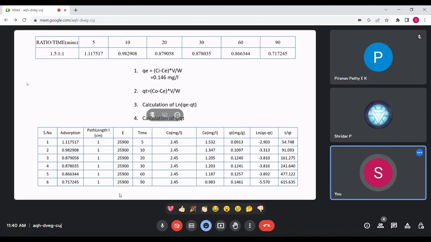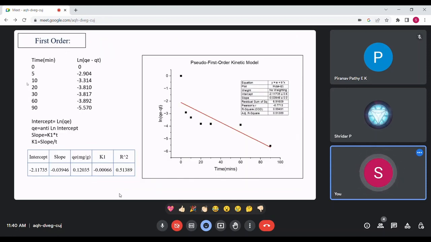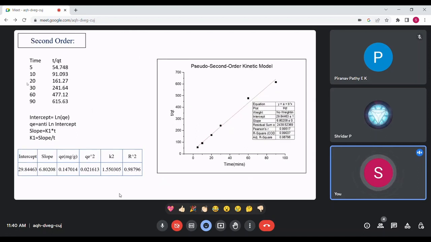First we are doing the first order kinetic study, which shows whether the characteristics of physical adsorption take place or not. We can see that the correlation coefficient R square value is 0.51389, which is not even close to 0.999. So this does not meet the criteria, and physical adsorption does not take place. So we are going for the second order kinetics.